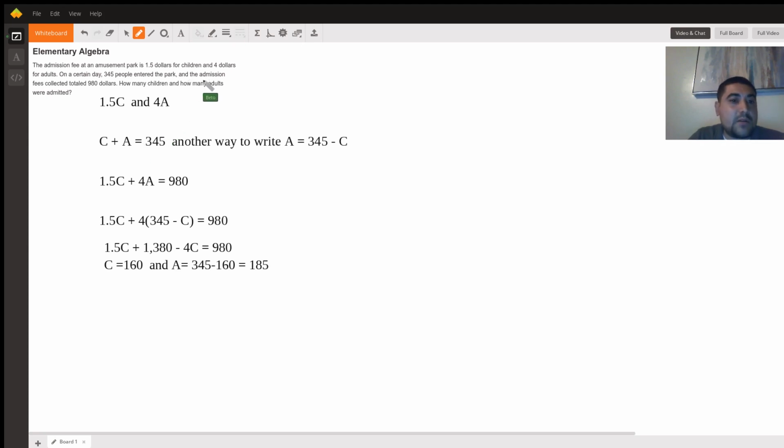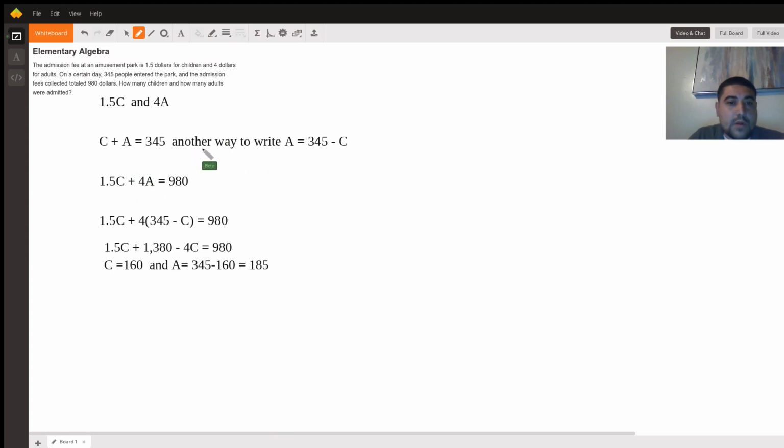Then they're talking about the admission fees collected on that day. It totaled $980. The hint here is to match up the dollars that they explained earlier, which is the rates, with this total amount. So the next equation we have here is 1.5C plus 4A equals 980. That's ultimately going to give us the second equation that we're going to need to solve this problem.